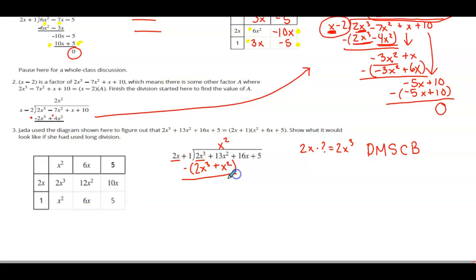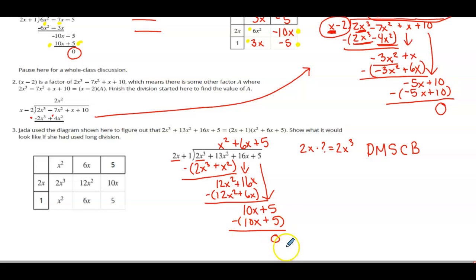Subtract. Check to make sure the first thing fell out. Bring down the next one. Divide. Multiply. Subtract. Oops, make sure you didn't screw it up along the way. Check to make sure the first thing fell out, and then bring down the next one. Divide. Subtract.